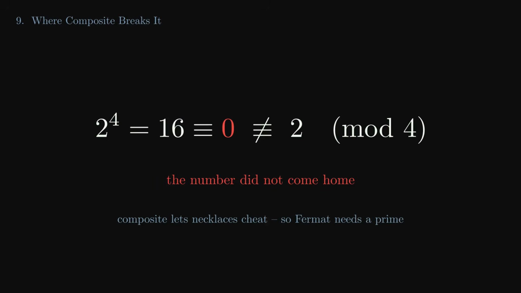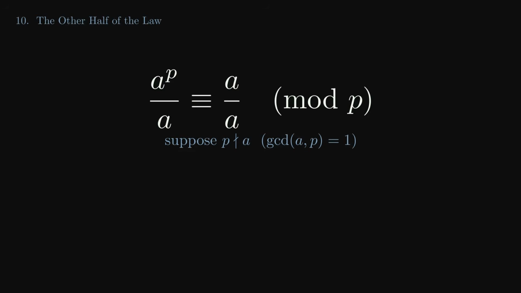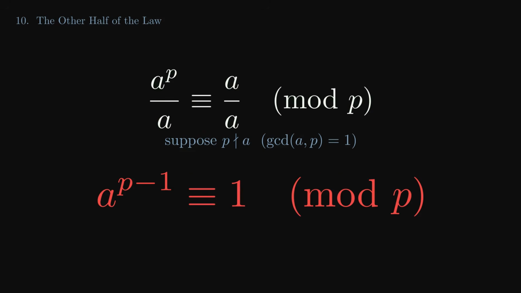There is a second, sleeker form of the theorem, and it drops out with one more step. Start from what we proved. A to the p is congruent to a, modulo p. Now suppose the base a is not itself a multiple of p, so a and p share no common factor. Then a can be cancelled from both sides of the congruence, and what remains is a to the power p minus 1, congruent to 1, modulo p. Raising such a number to the power 1 less than the prime always lands exactly on 1.